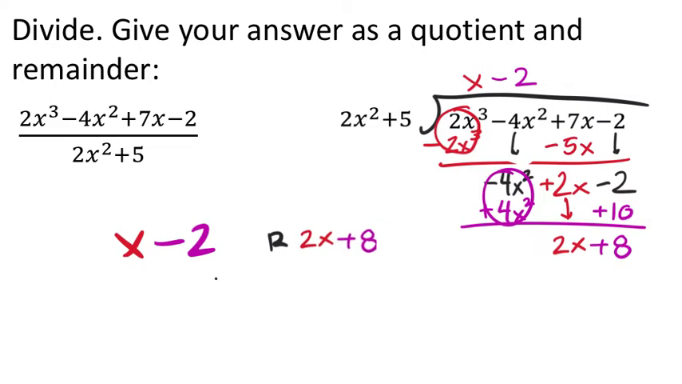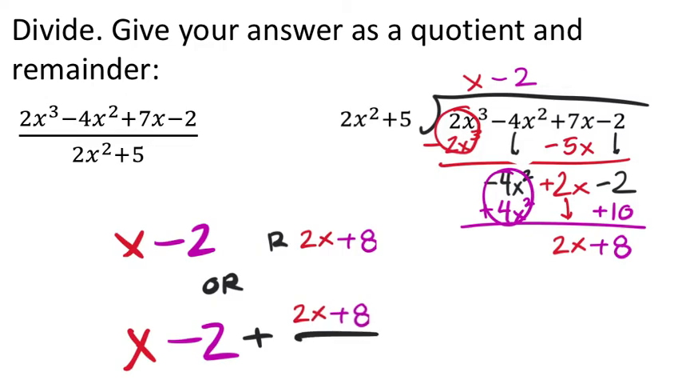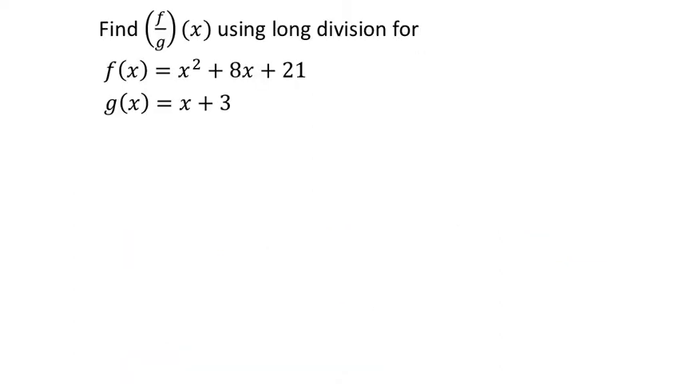Or again, you could rewrite it as the x minus 2, and then you can add in your remainder, which was 2x plus 8, over whatever your original denominator was. There we go. And this would work too. This one's exactly the same thing, it's just written differently. It's f over g of x, which we've seen these functions written like this, right? So all this is telling us is really to take f of x and divide it by g of x like this.